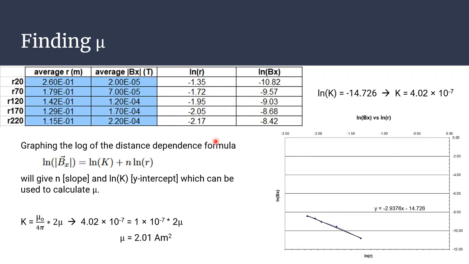So to find mu, we took our values that we found in our experiment and graphed them with the log of the distance dependence formula, where we got n with the slope and ln k with the y-intercept, which we used to calculate our mu using this formula here, where we have 2 mu because we're doing an on-axis calculation. We were able to find that our mu would equal 2.01 meters squared.